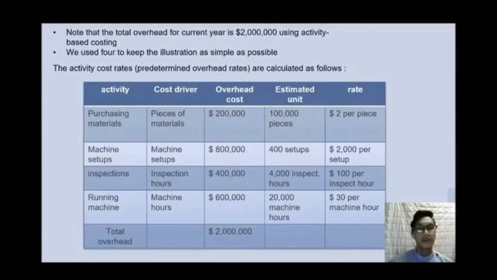For purchasing material, 200,000 divided by 100,000, we will get $2 per piece. For machine setup, 800,000 divided by 400 setups, we will get $2,000 per setup. For inspection, 400,000 divided by 4,000, we will get $100 per inspection hour. And for running machines, 600,000 divided by 20,000 machine hours, we will get $30 per machine hour.